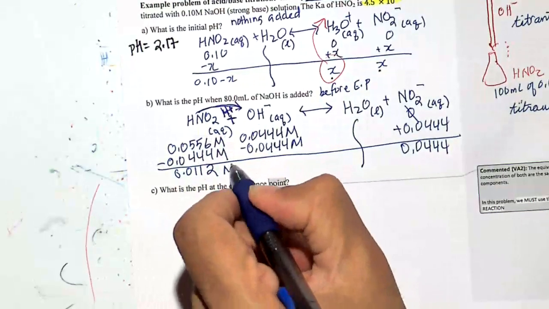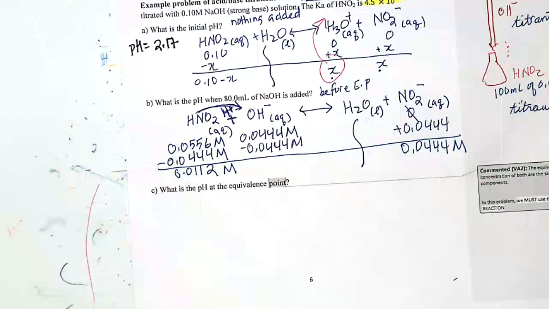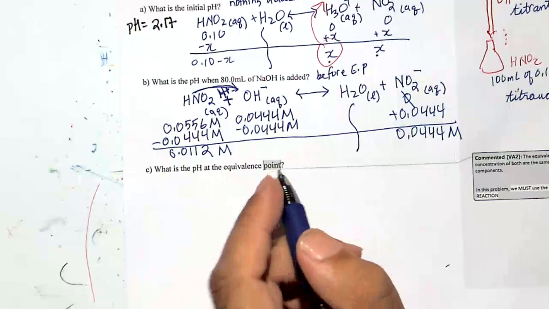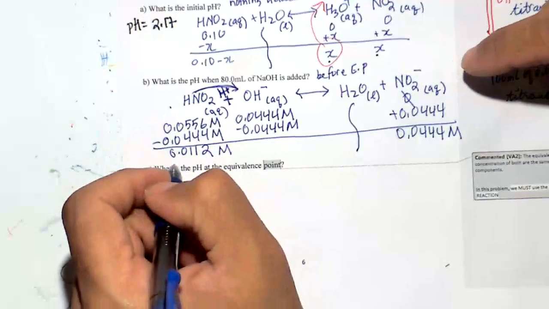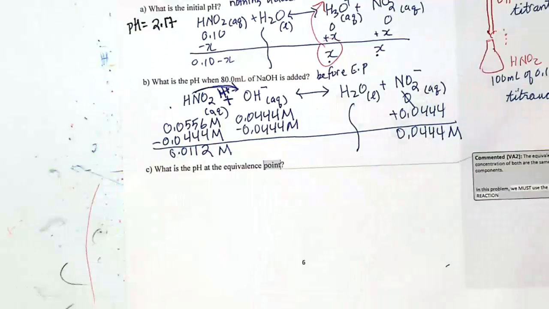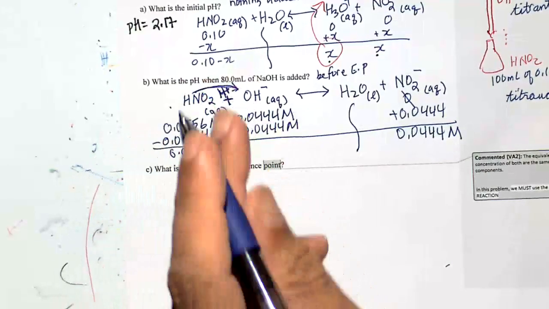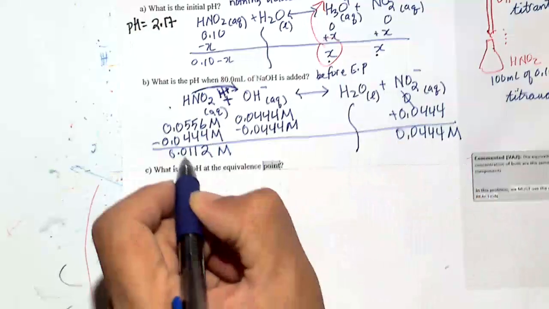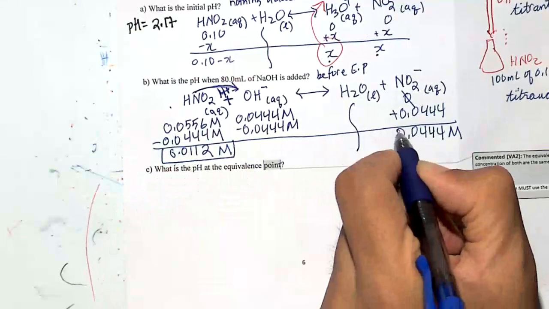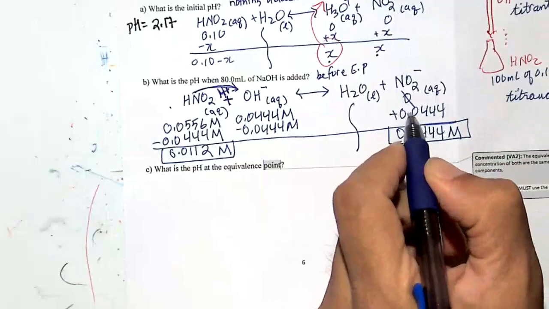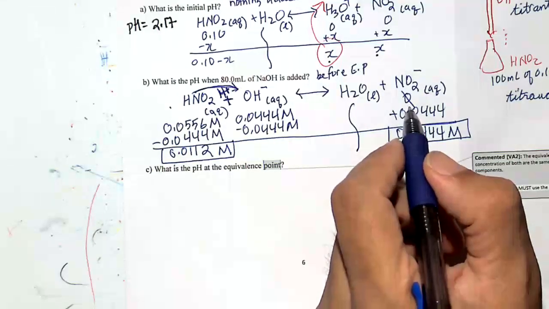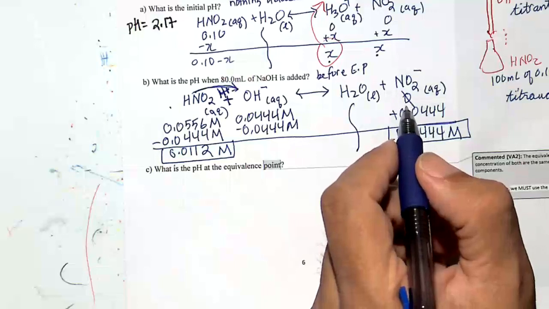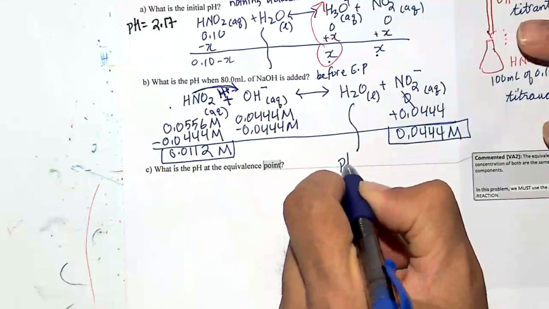All right, my next question to you guys is, how will we get the pH? We have HNO2 at 0.0112. We have NO2 minus at 0.0444. Okay, what equation can we use if we have the weak acid along with its conjugate? I'll give you this equation on the exam. But since you have presence of this weak acid, presence of this conjugate base, what will you use? Okay, the Henderson-Hasselbalch equation.